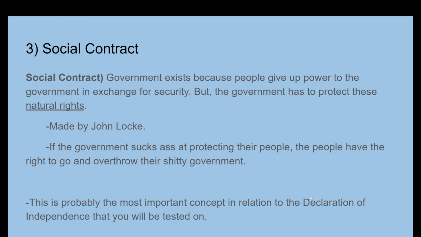And this is probably the most important concept. They will 100% test you on either the term social contract or the fact that it was made by John Locke.